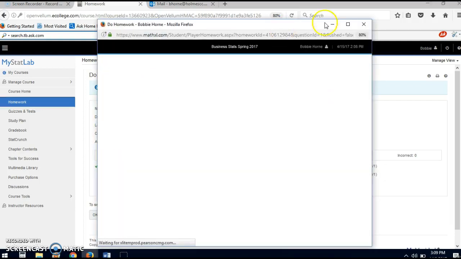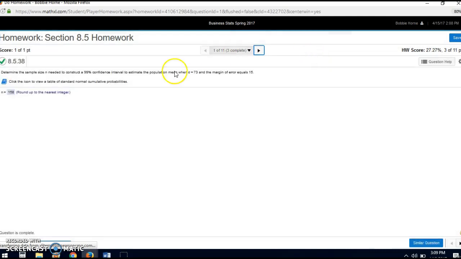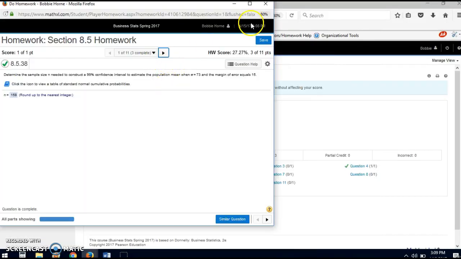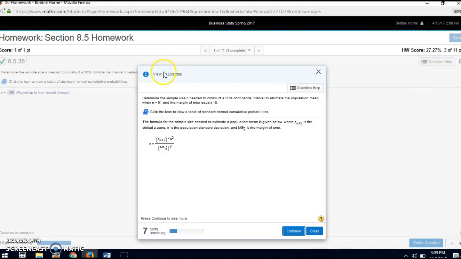Okay, I'm going to get you started on 8.5. I had some students that were having trouble getting started on this, so I'm going to show you how to work these problems. I've already worked this one, but I'm going to go through the steps again. First of all, always view an example to get the formula, just to show you what the formula means.